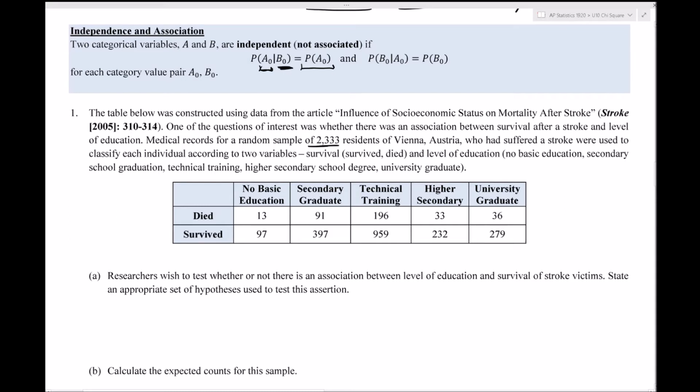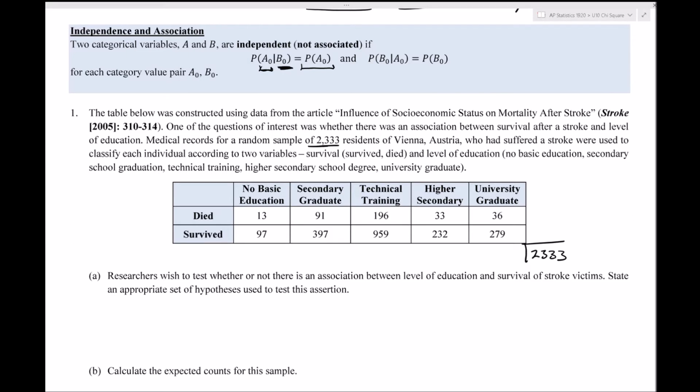So I'm probably going to write that down. That's more than likely the table total. So these are residents of Vienna, Austria. So it's a random sample of 2,333 residents who had suffered a stroke. We're used to classify each individual according to two variables. This is observational data, by the way. So these are based off of maybe medical records.